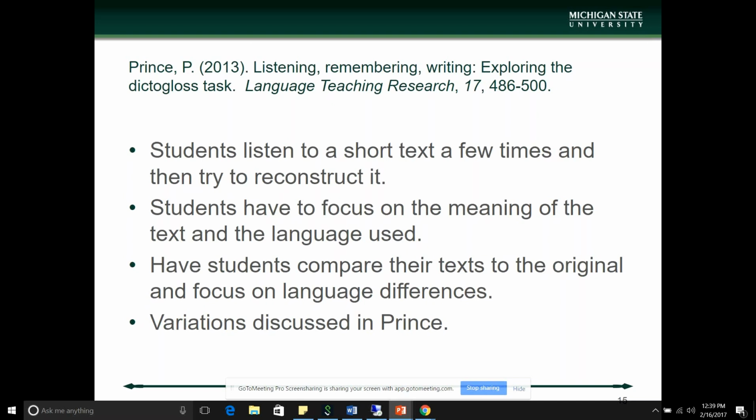I was going to stop here and see if people had other ideas of activities that worked for them, that really did focus both on language and meaning, language and content at the same time. Or maybe you don't agree with me, maybe you think we don't need to focus on language so much. So I'll stop here and see if you have other ideas.